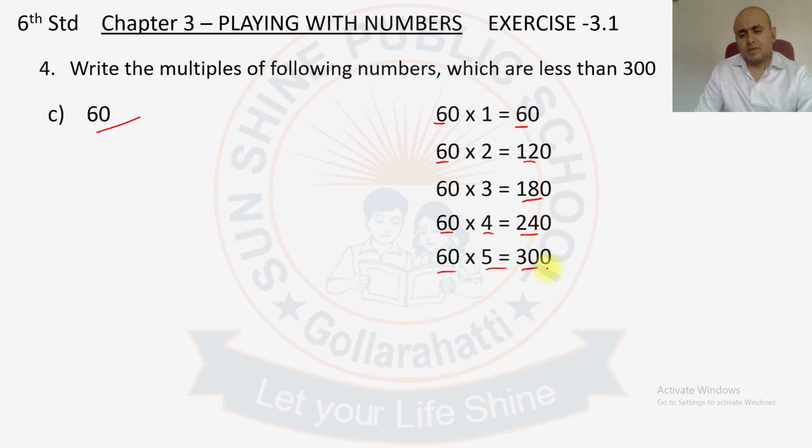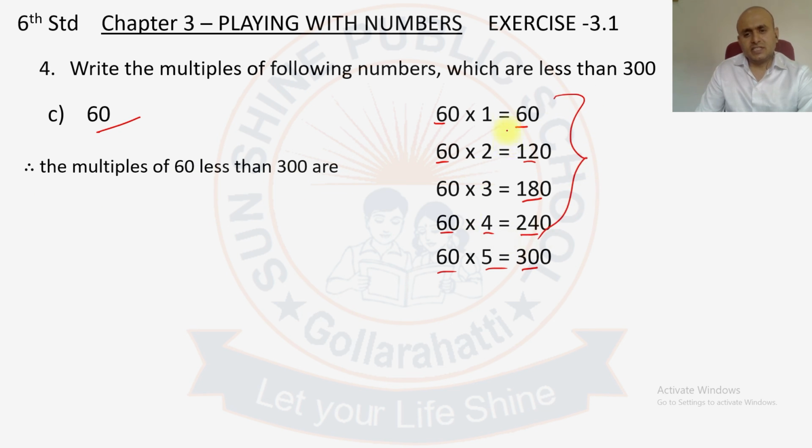We must write only numbers less than 300. Therefore the multiples of 60 less than 300 are, from here to here, 60, 120, 180 and 240. These are the multiples of 60 which are less than 300.